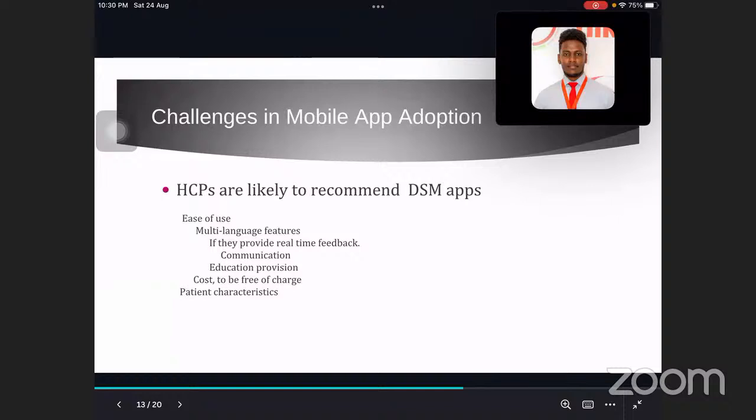And regarding patient characteristics, if the healthcare provider determines that there would be no benefit from the usage of the mobile app to the patient, they are unlikely to recommend the application to him. Finally, the cost. If the application is free of cost, it is more likely to be recommended by the physician, free of charge.